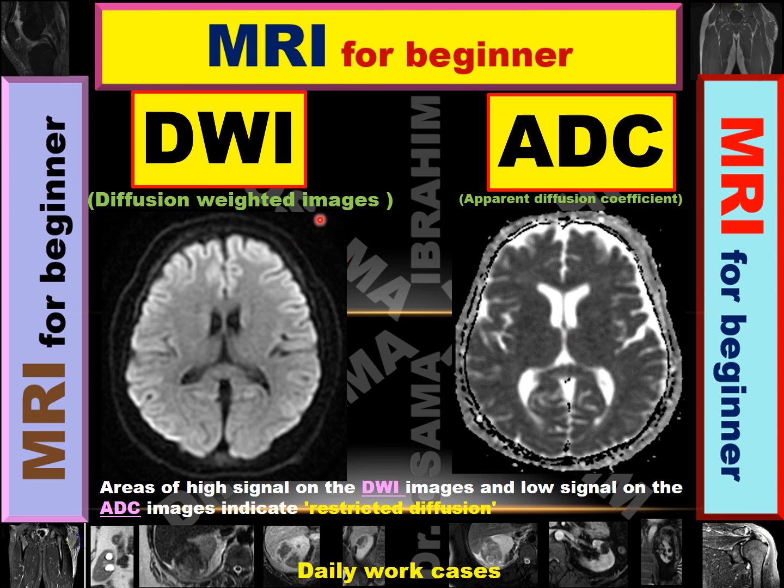Another MRI sequence in the brain is the diffusion weighted image sequence, called DWI. In DWI, the white matter, as I told you in the previous slides, appears darker than the gray matter, and CSF also appears dark. And the image outlines appear hazy, like this. Also the ADC map appears as a drawing image, and this, with the diffusion weighted image, represents restricted diffusion abnormality.